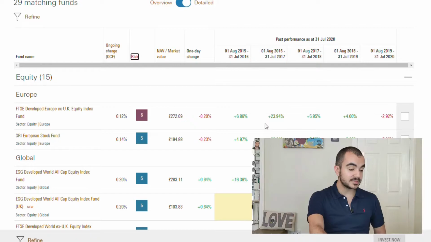On the right hand side here, we've got past performance as of the 31st of July 2020. So you can see it's broken down in years. So during the year to August 2015 to July 2016, the value of the fund had gone up by 6.86% compared to the previous year. And in 2016 to 2017, the value of the fund went up by 23.94% compared to the previous year, and then 5.944%. Currently this year we're experiencing a dip.